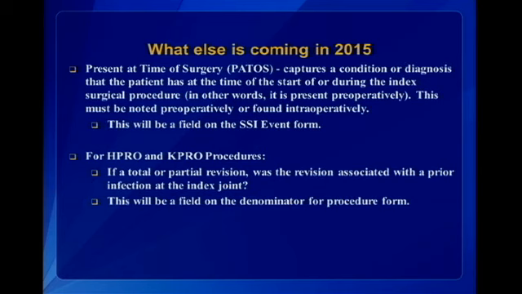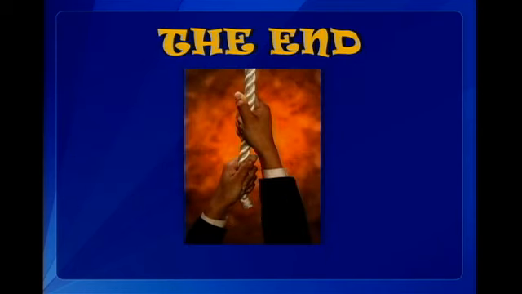The last one that's going to come for HPRO and KPRO procedures is denominator data. This has been wanted for a really long time. If a total or partial hip revision being done is associated with a prior infection of that joint, you're going to have a field that says prior infection of this joint, for those joints that just keep coming in infected and you can't seem to get it cleared up. The end, and are you at the end of your rope?